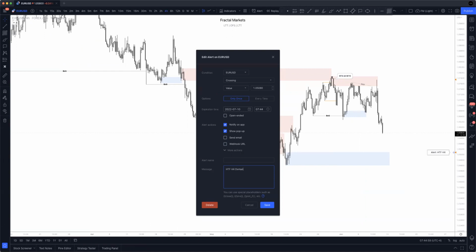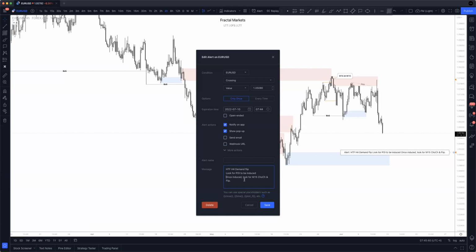H4 demand flip, right? Look for POI to be induced. Once induced, look for M15 shock. And where is it?